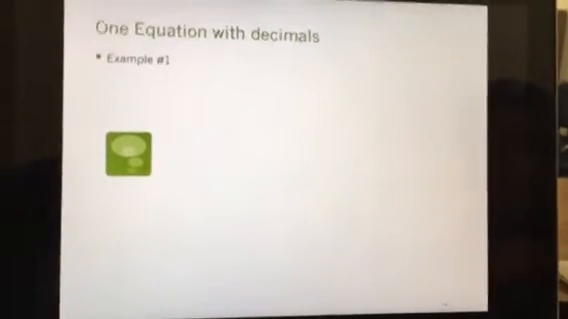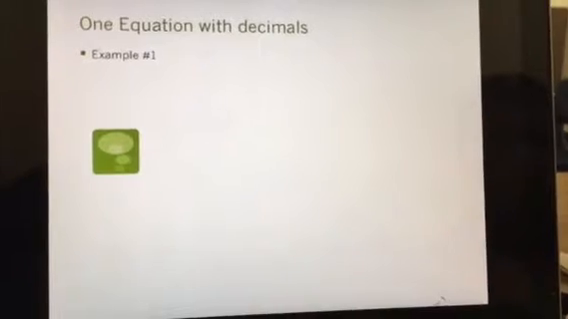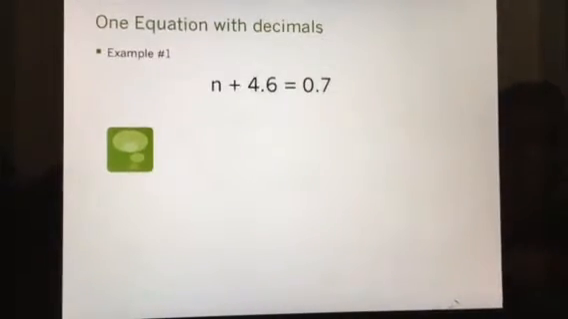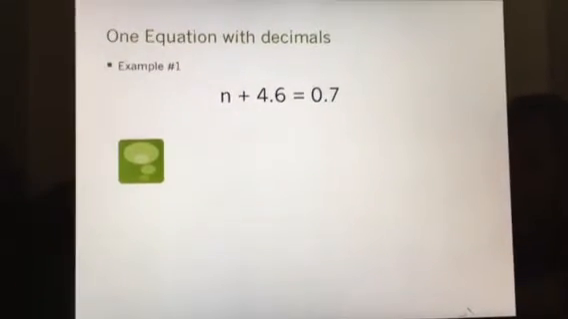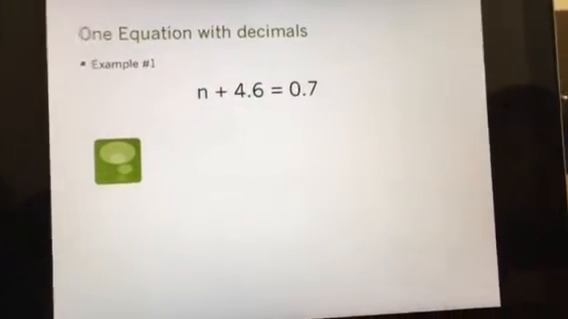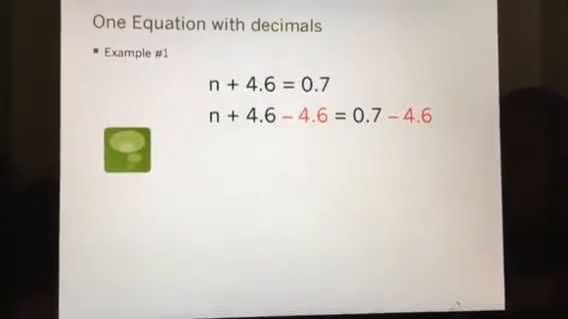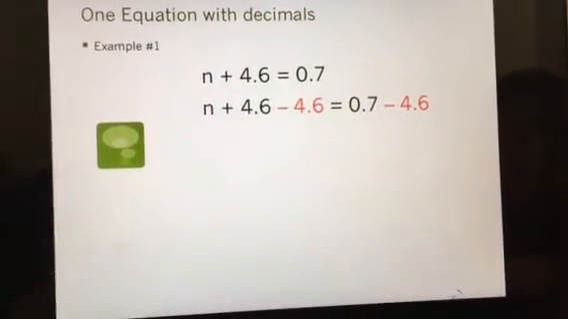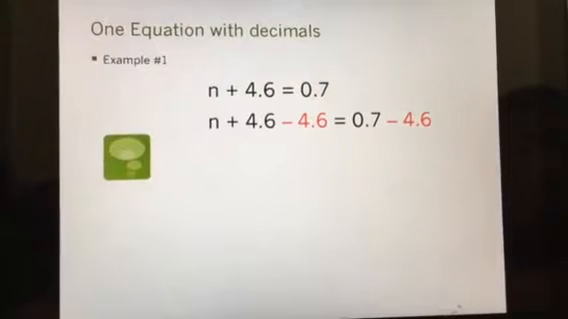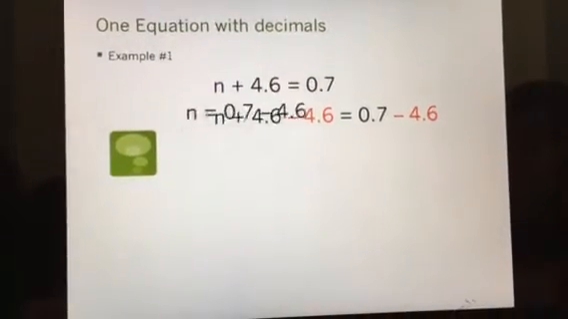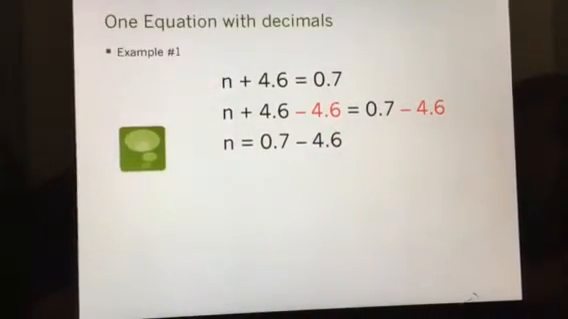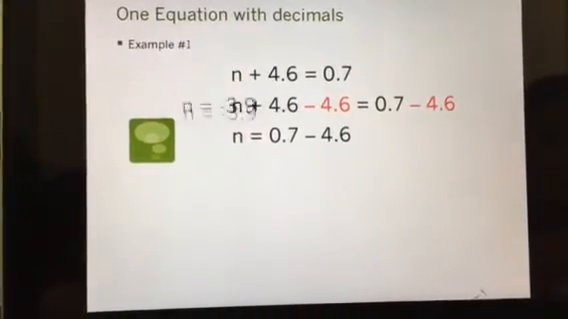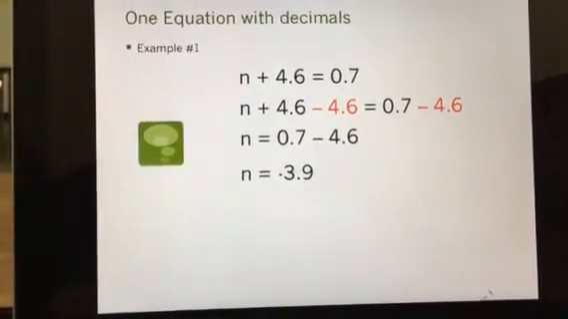We're going to try a problem using decimals now. Our equation is n plus 4.6 equals 0.7. First, we're going to look at balancing out the equation. I'm going to subtract 4.6 on both sides because what I do to one side, I have to do to the other. When I do that, I get n by itself on the left, and 0.7 minus 4.6 on the right. So n equals negative 3.9.